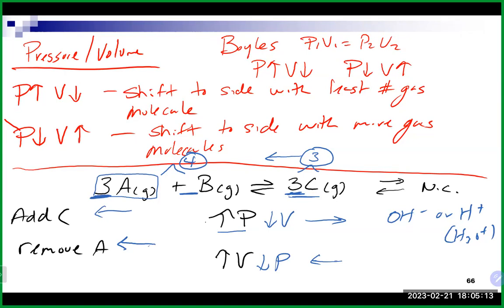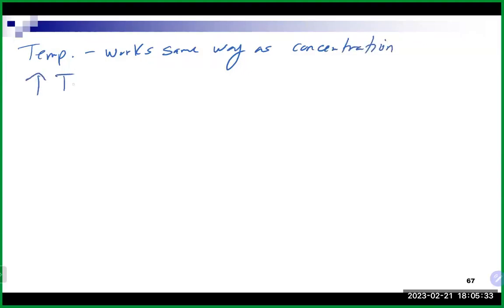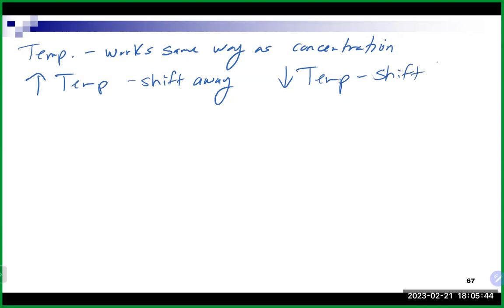Okay. So the next really important thing that can affect equilibrium is temperature. And temperature basically works the same way as concentration, which means if we increase the temperature, it will shift away, and if we decrease the temperature, it will shift towards it. So what determines which way that will be? It really is the type of reaction that we're dealing with.